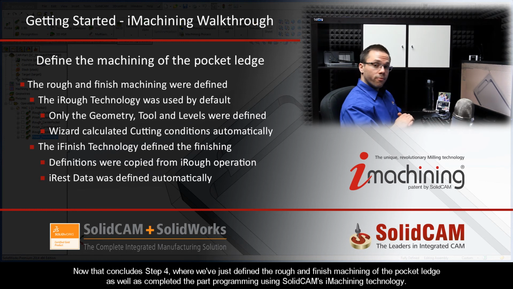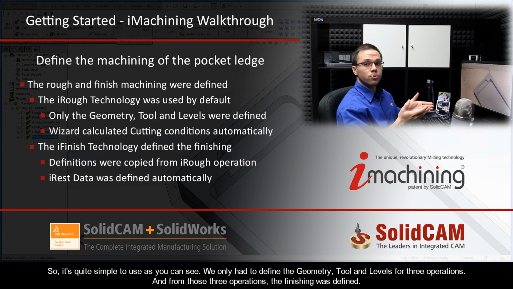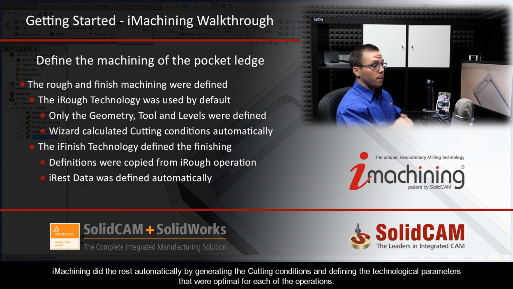Now that concludes step 4, where we've just defined the rough and finish machining of the pocket ledge, as well as completed the part programming using SolidCAM's iMachining technology. So it's quite simple to use, as you can see. We only had to define the geometry, tool, and the levels for 3 operations. And from those 3 operations, the finishing was defined. iMachining did the rest automatically by generating the cutting conditions and defining the technological parameters that were optimal for each of the operations.